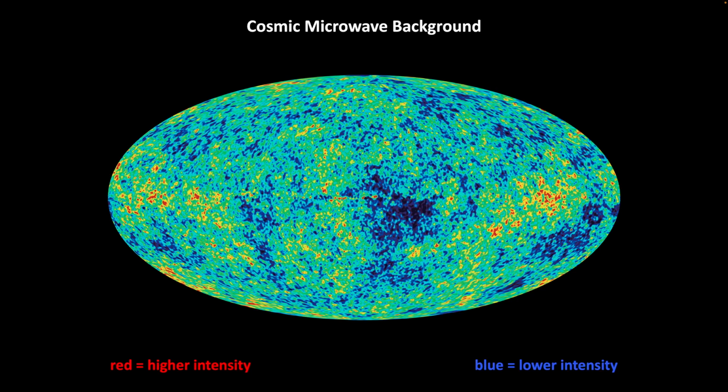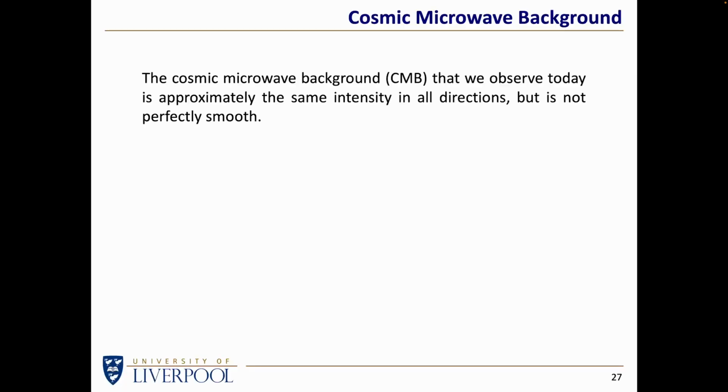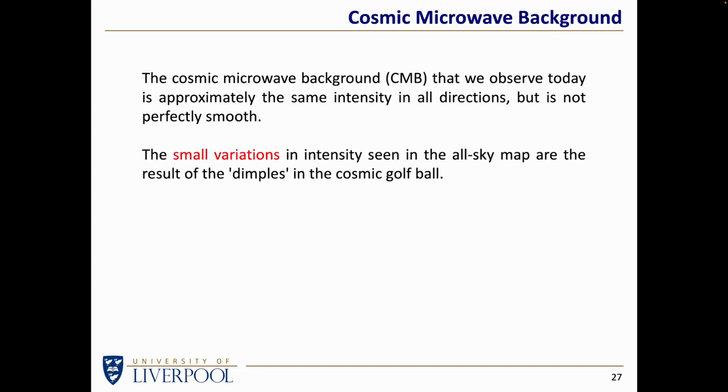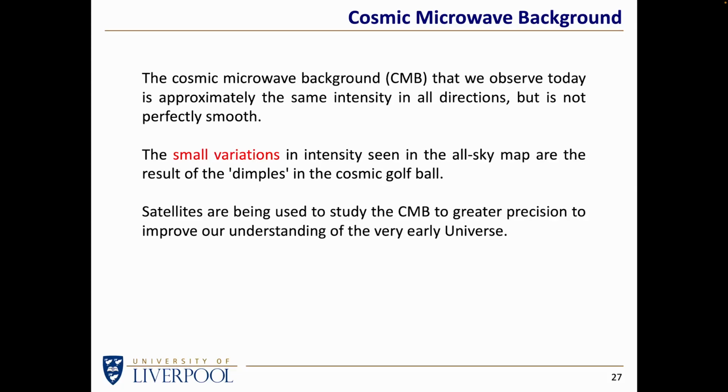They're only small fluctuations, only a few parts in a million, but they are measurable by the satellites that have measured the cosmic microwave background. And because this is giving us the picture of the early universe, it's rather important that we study the cosmic microwave background. Because it's not perfectly smooth, these variations that we see in the map that I've just shown you basically map on to the dimples of the cosmic golf ball. And that's why satellites like Planck, for instance, have been used to study the cosmic microwave background, because it gives us a picture of the very early universe.